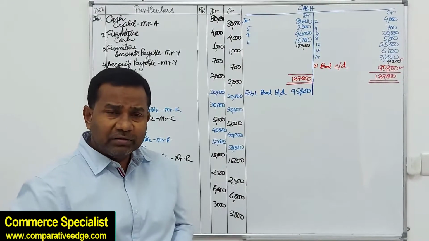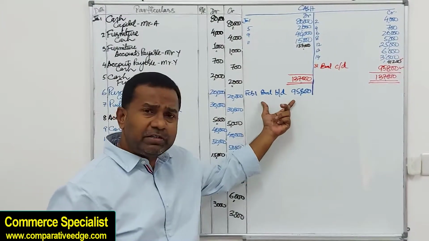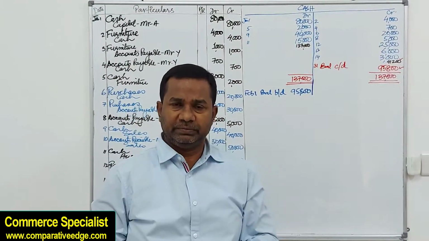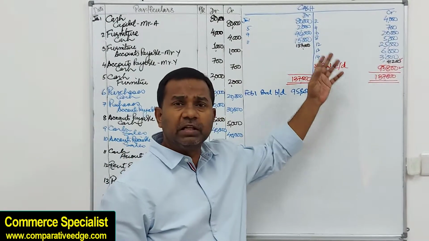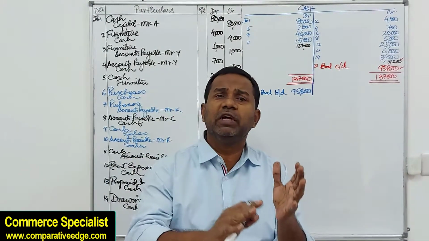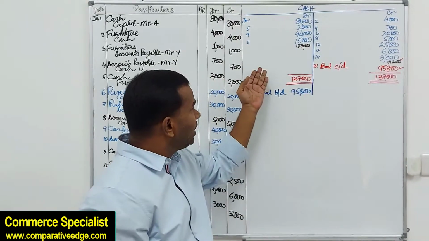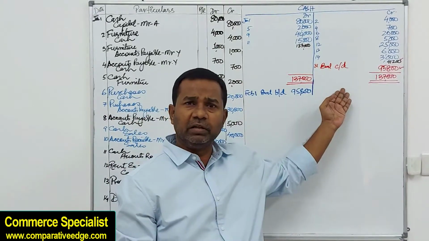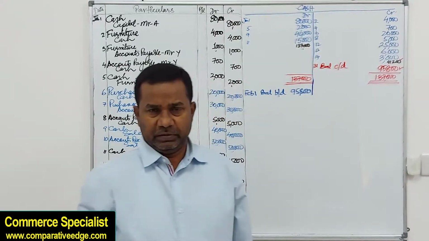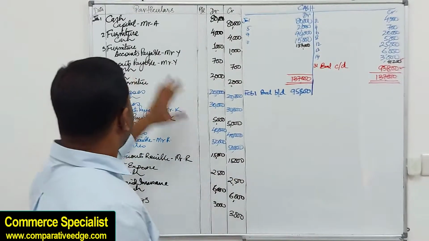So if you look, balance brought down is on the debit side. Why? Debit side was greater. So carried down is written at the lower side. Brought down is always done at the opposite side. If carried down was done here, I will do brought down this side, on the first day of the following month. Okay. Next, cash is already done.